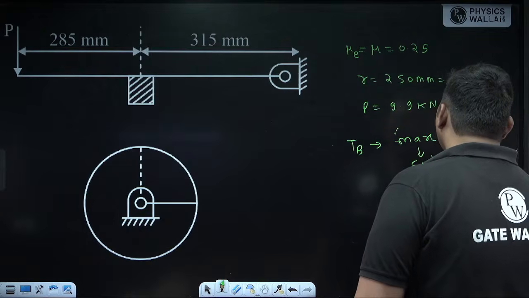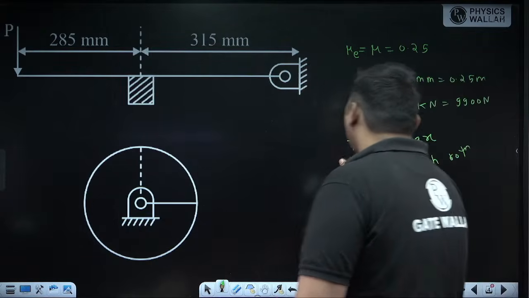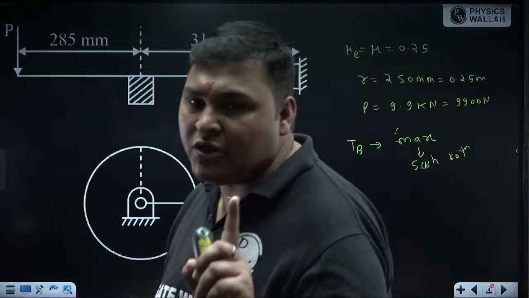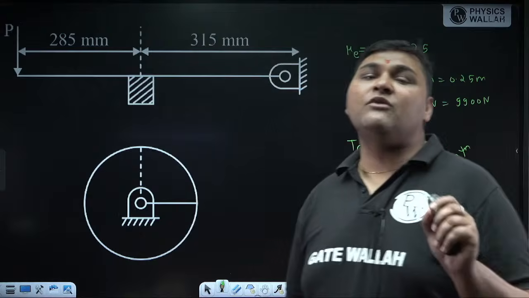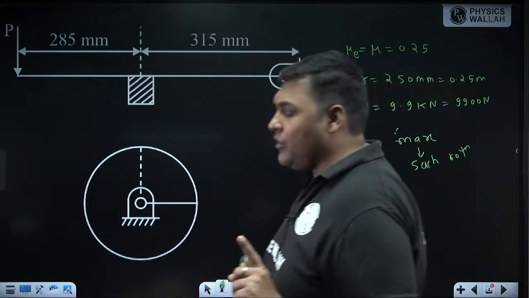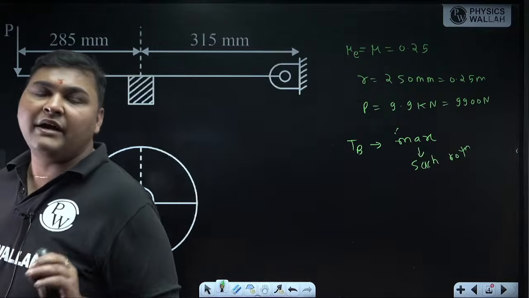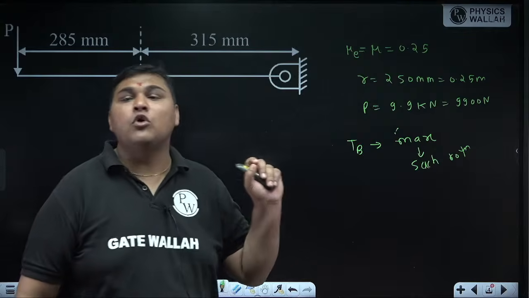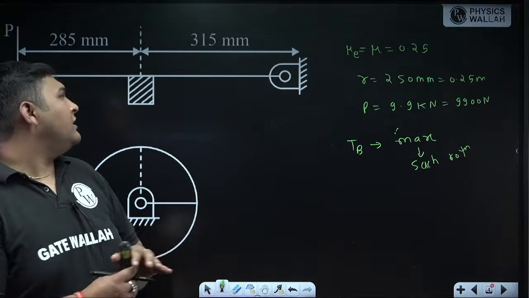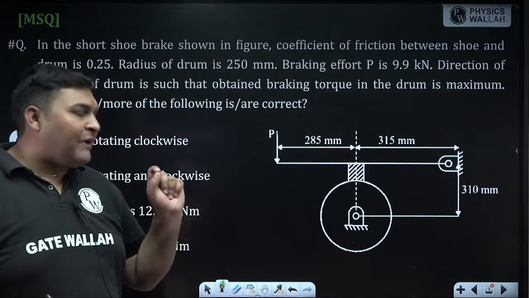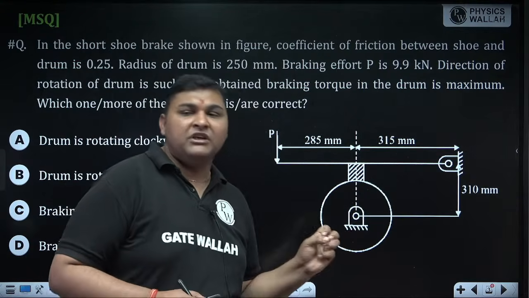If for a given braking effort I want the maximum possible braking torque, then in that case the brake will always be self-energizing. In a shoe brake, this is a very important line. For a given effort, I want more TB, meaning more output. Because in a shoe brake, the braking effort which we apply on the lever is our input, and the braking torque which we obtain in the drum is our output.